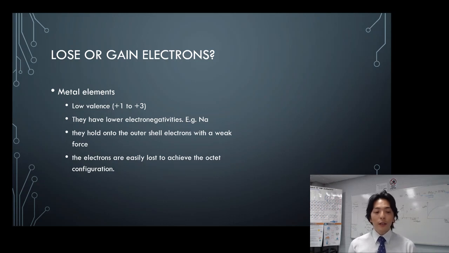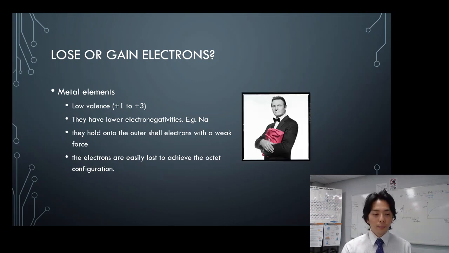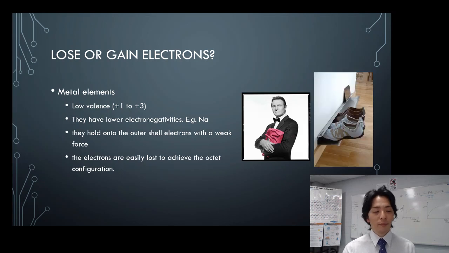They hold onto the outer shell electrons with a weaker force. The electrons are easily lost and they achieve the octet configuration by losing them. Just like you, as a boy, having a, I don't know, handbag. Maybe you want to lose it. You don't have much attraction towards it.